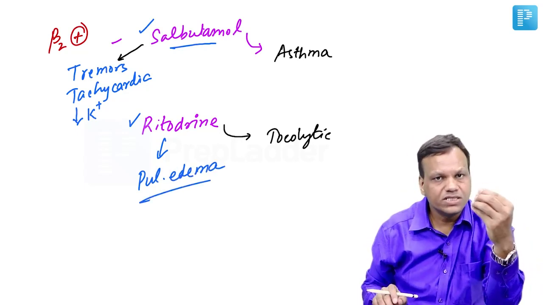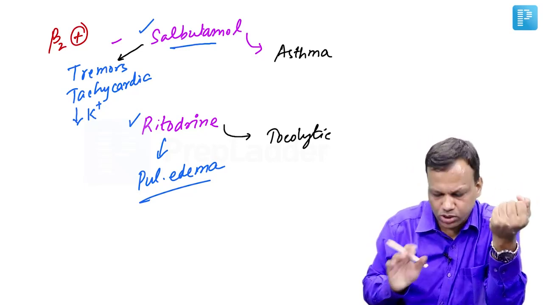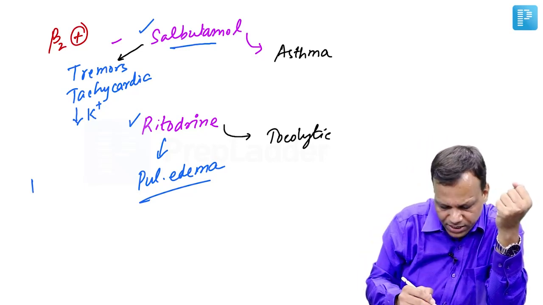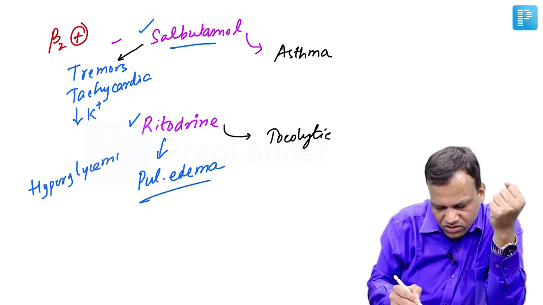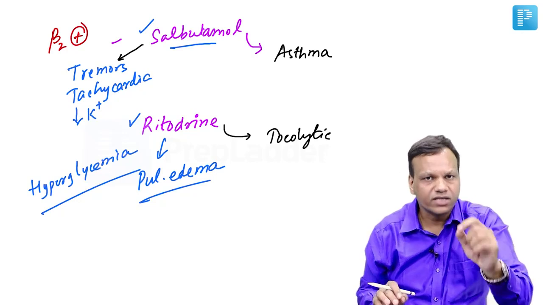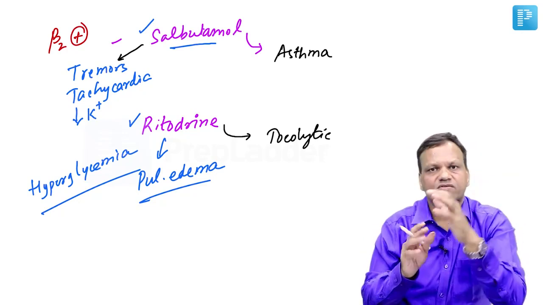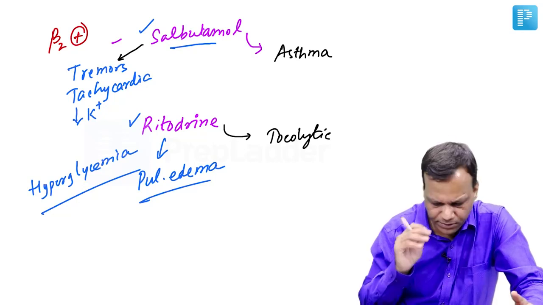Remember, beta 2 is increasing the blood sugar. We discussed it is present in liver, increased blood sugar. So they will never cause hypoglycemia. Rather, they can cause hyperglycemia, but they will never cause hypoglycemia. That is a commonly asked question. Which of the following is not a side effect of beta 2 agonist? The answer will be hypoglycemia. They do not cause hypo, they cause hyperglycemia. Okay. So that is about the catecholamines and non-catecholamines.